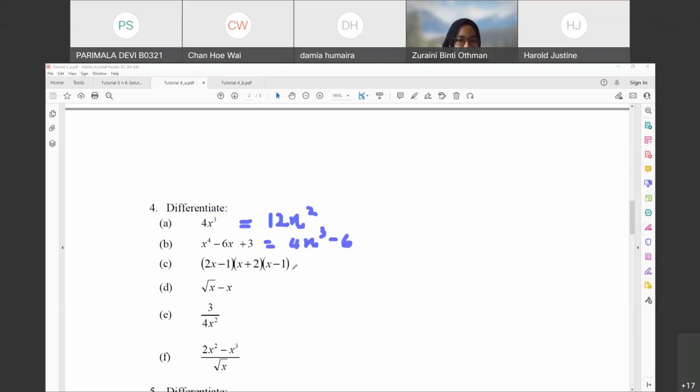Then for C, how do we do C? For C, we have to expand this one first. Then we expand and multiply with this one. Right? So, who has got the answer? Any voice? 6x squared plus 2x minus 5. Okay, thank you, Chong Kang Hui, which is 6x squared plus 2x minus 5. Okay, thank you.